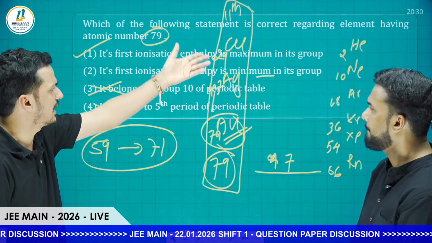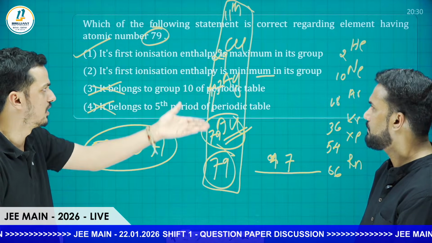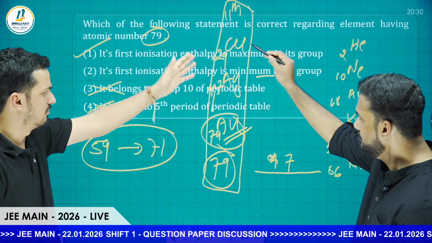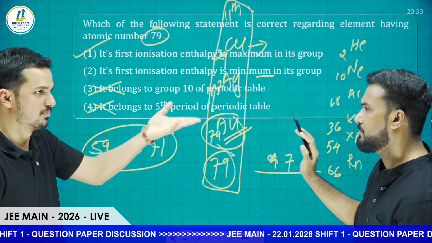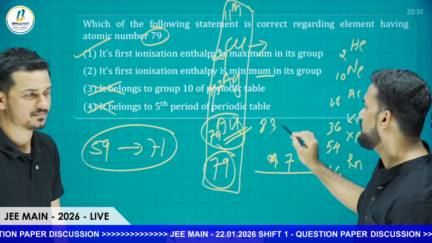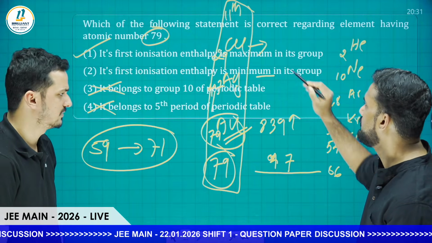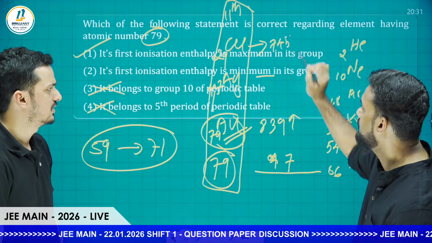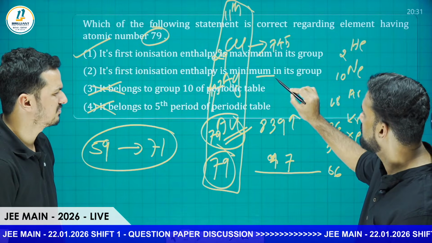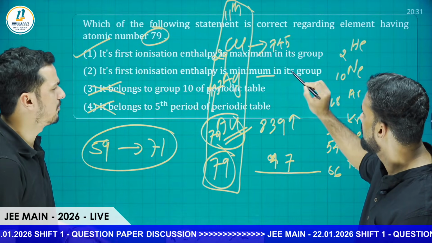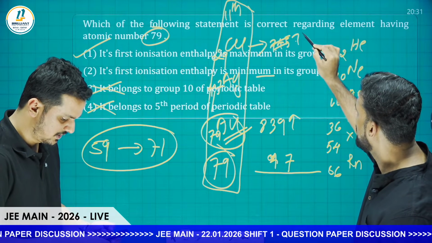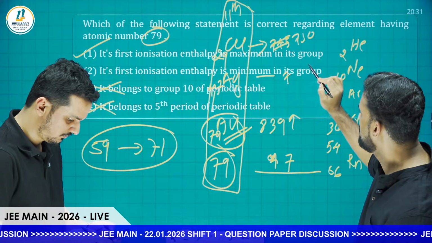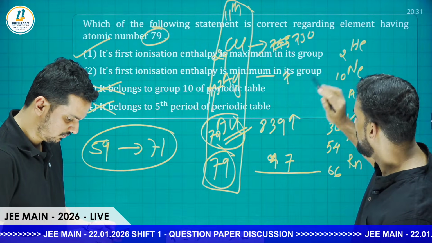If you want, we can tell the order also: copper, silver, gold. Copper is more, then silver comes, and gold will be much more than that, 800 above. It is 839 and something, I remember the value. Then this will be 745 something, greater than the other one. Copper will be more, then silver will come, I think 730 something.